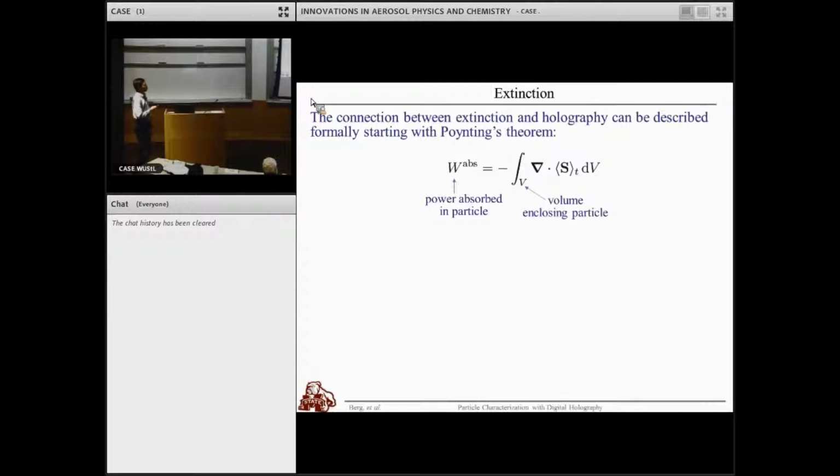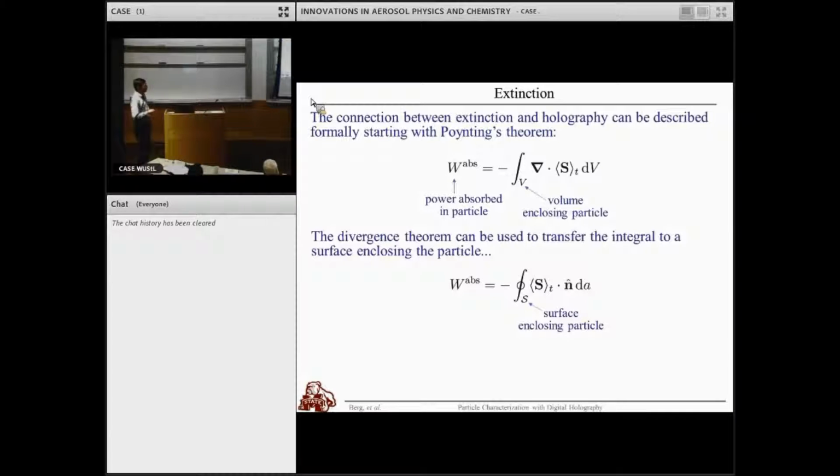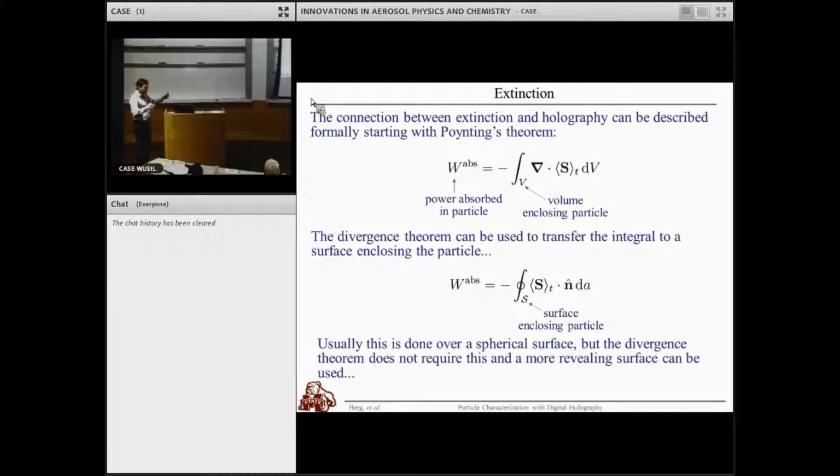Starting with Poynting's theorem, the power absorbed by a particle, and this is a very general treatment at the moment, is given by the negative integral of the divergence of the time average Poynting vector, evaluated over some arbitrary volume that encloses the particle. Okay? So typically what one will do then is apply the divergence theorem to that integral to transfer the volume integral onto the surface of an imaginary surface that encloses the particle. Okay? Typically, we choose a large spherical surface centered on the particle to do this integral.